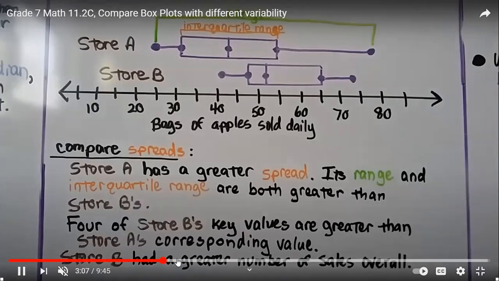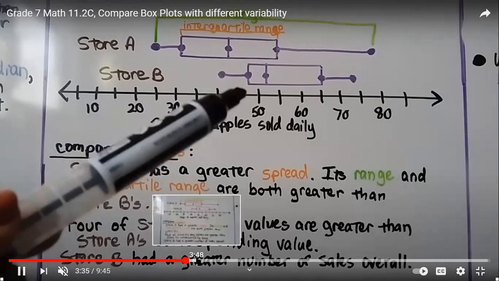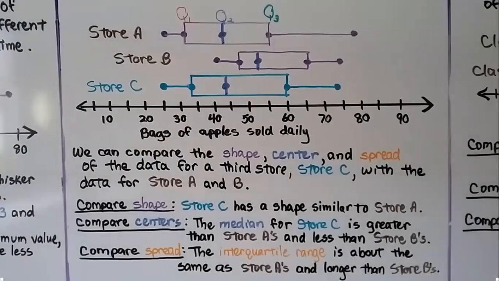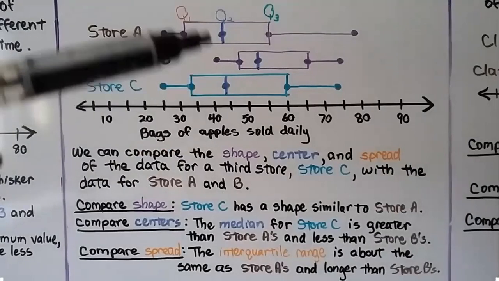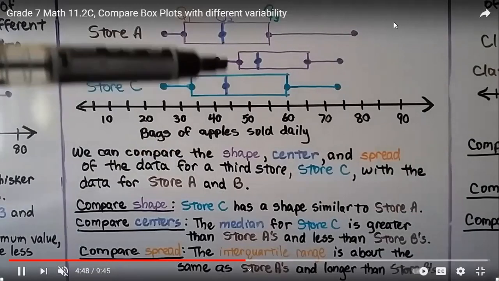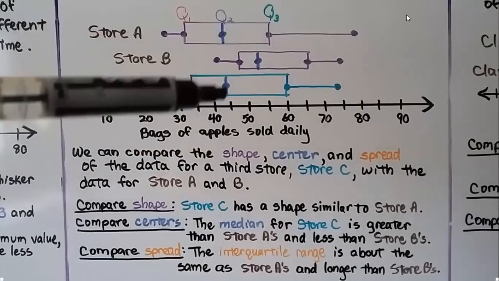Did you understand this part? Who can tell me a summary of what we have to do to compare between two stores? Miss, can I say? We'll compare the shape, center, and the spread. Thank you. Then to compare between two box plots, we have to compare the shape, the centers, and the spread. And for the spread we can use the interquartile range and the range. Can we compare between three box plots, or can't we? We can. Yes, we can.